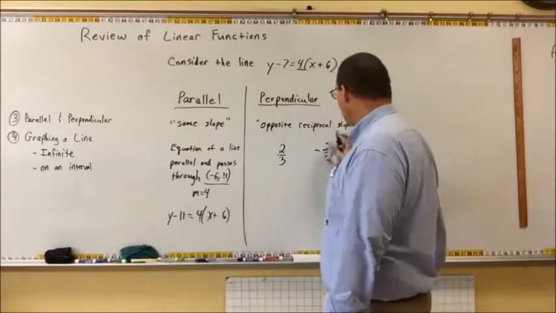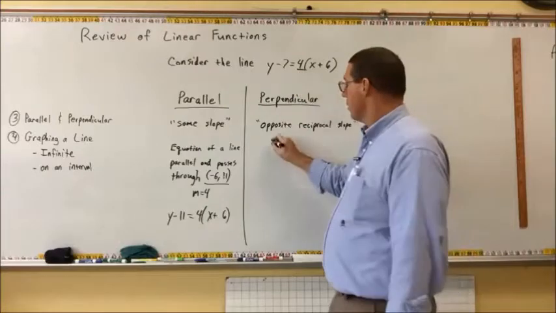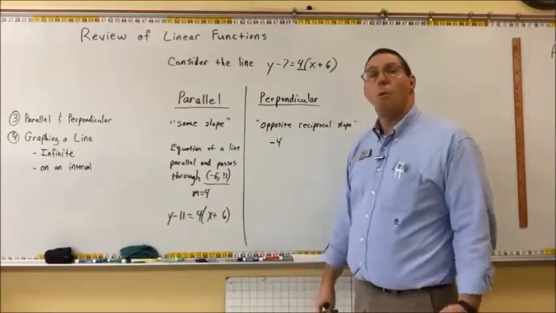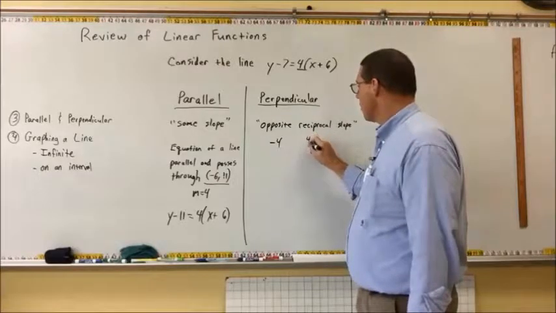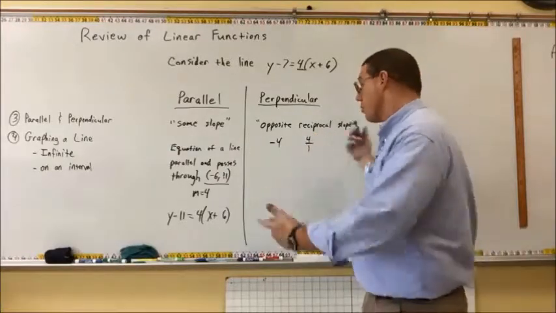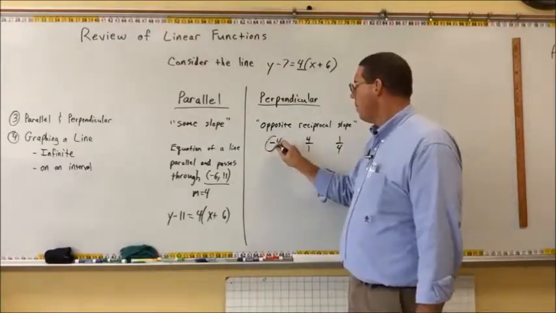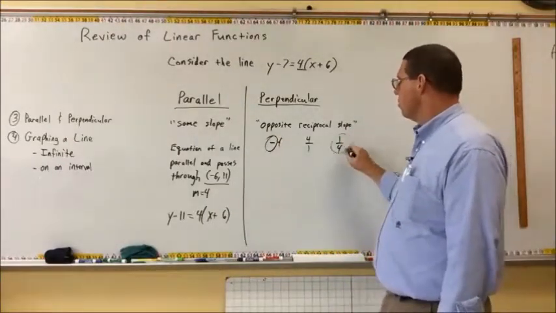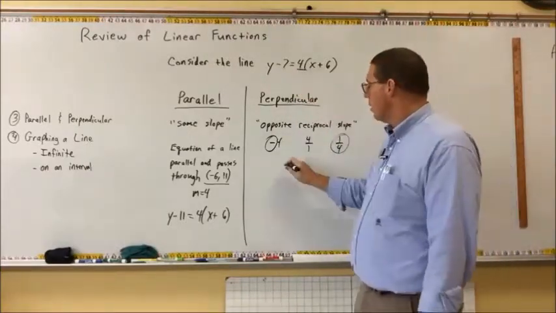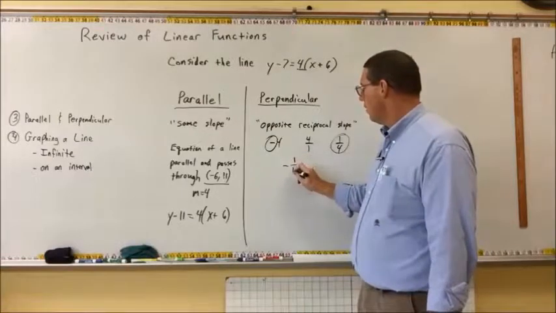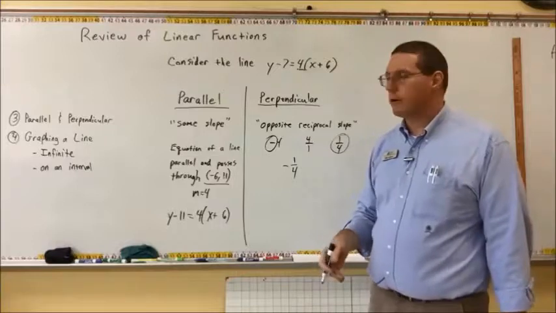So what is the opposite of 4? -4. Well, what is the reciprocal of 4? Well, 4 is the same thing as 4/1, so the reciprocal would be 1/4. So opposite would mean negative, reciprocal would mean 1/4. So the opposite reciprocal of 4 is -1/4. Okay? This would be a perpendicular line.